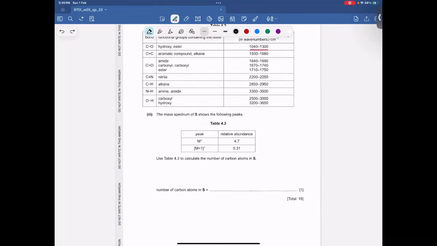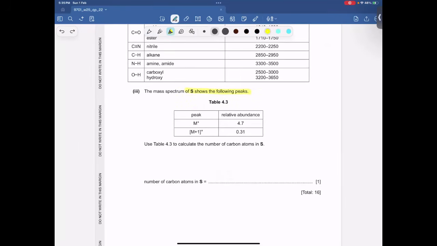Last, the mass spectrum of S shows the following peaks. Use table 4.3 to calculate the number of carbon atoms in S. For the number of carbon atoms in S, we need to apply the formula 100 over 1.1, times the abundance of the M plus 1 peak, which is given in the question, over the abundance of the molecular ion peak, which is again in the question. So 100 over 1.1, the abundance of the M plus 1 peak is 0.31, and the abundance of the molecular ion peak is 4.7. So the number of carbon atoms is going to be 6. All right, that's the end of this question number 4.